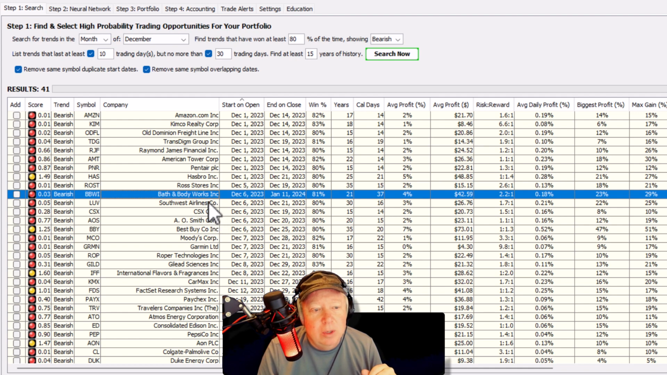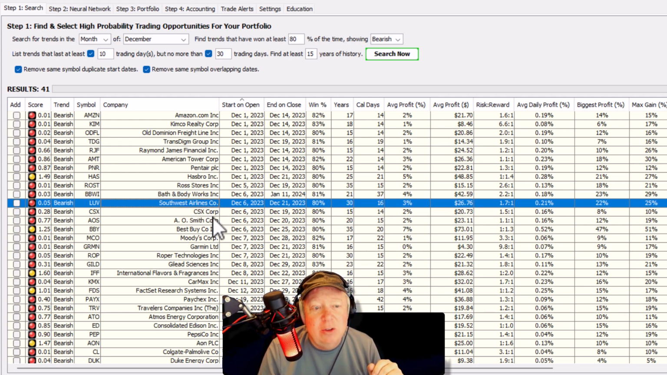Bath and Body Works. Is that the company that has all the smelly soaps and stuff? I think so. Maybe, I'm not sure. December 6th to January 11th, 81% of the time over the last 21 years, they've lost 4%. Don't have Bath and Body Works in your portfolio in the month of December.